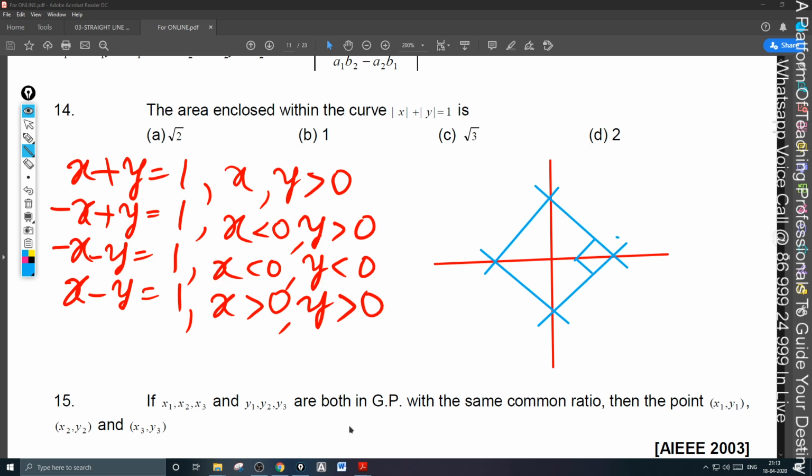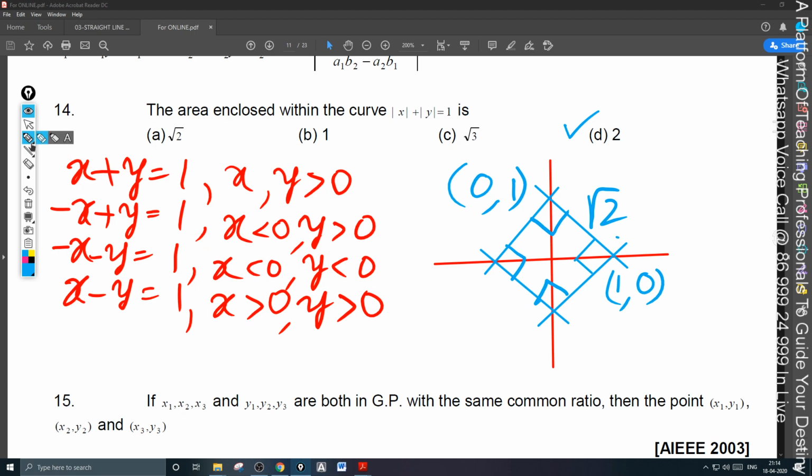Okay. Now you tell me which geometrical figure is formed. You can clearly see that the product of the slopes is -1, here also the product of the slopes is -1, and hence it is always 90 degrees, and hence it forms a square. It is 1, 0, it is 0, 1. And the side is √2. And the area of the square is side square. So answer is 2. That's what the area enclosed with the curve mod x plus mod y is equal to 1.